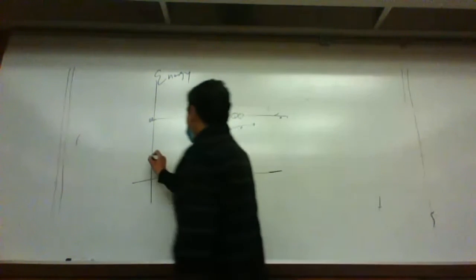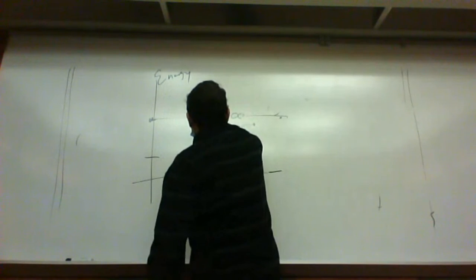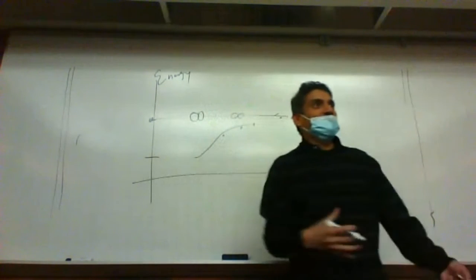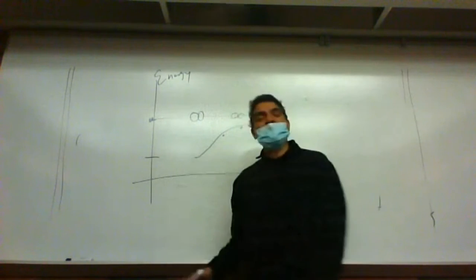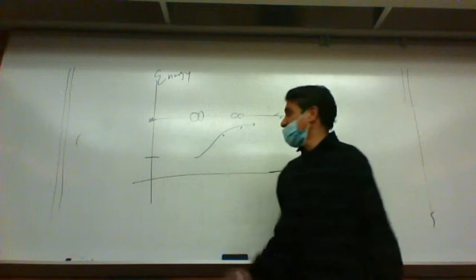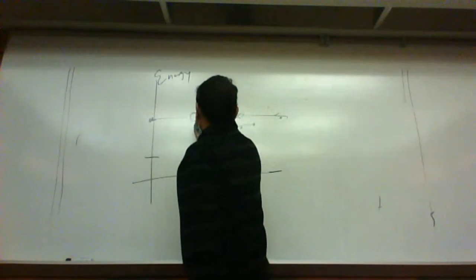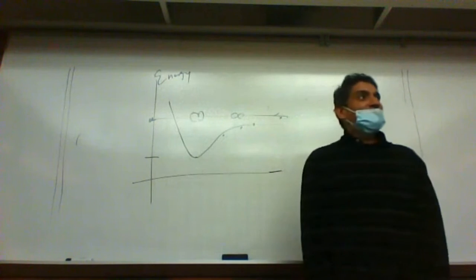Make sense? So at this point, these two hydrogen atoms just touch each other and form the bond. That's the lowest amount of energy. Now what happens if I push too much these two together after bond formation? Now I start to push them together, then the energy starts to go up like this. Make sense?